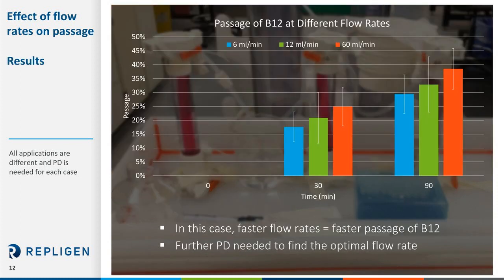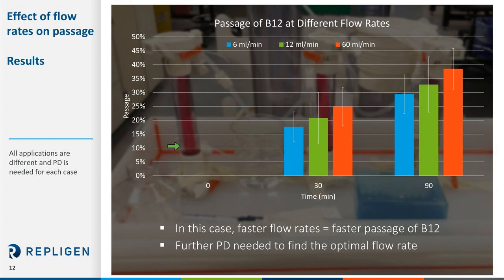And in this case, we found that a faster flow rate is indicative of a faster passage of vitamin B12. You can see here in orange, this is our 60 mL per minute, and it led to the fastest rate. In our case here, we're using DI water, so using 10x isn't too much of a big deal. Further PD would be needed to find the optimal flow rate.